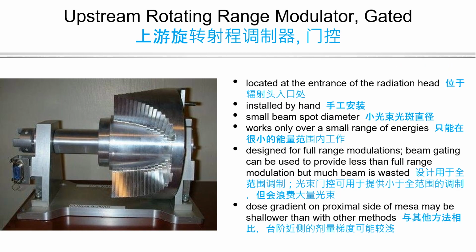This slide shows a similar device located at the entrance of the radiation head. It is likewise installed by hand, works with a small beam spot diameter, and works over a small range of energies. This device was designed for high-energy proton beams. Unlike the previous device that works for only a small mesa width, this device is designed for full range modulation, but beam gating can be used to turn the beam on and off over particular step thicknesses to provide partial modulation. This technique does, however, waste some of the ions that were accelerated. Another aspect of this device is that the dose gradient on the proximal side of the mesa may be shallower than with other methods.